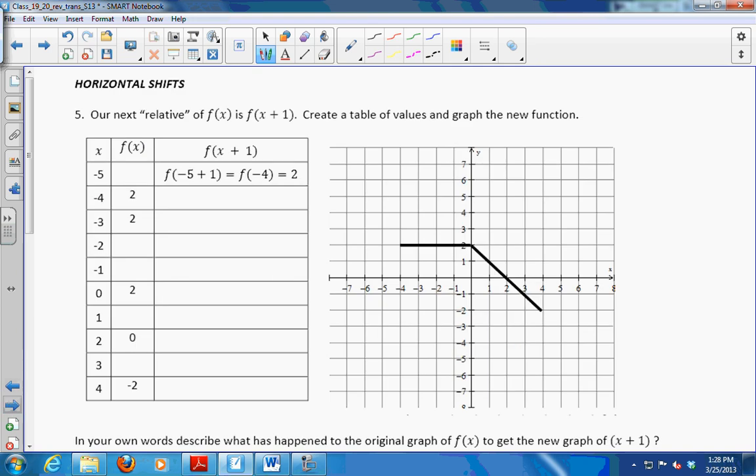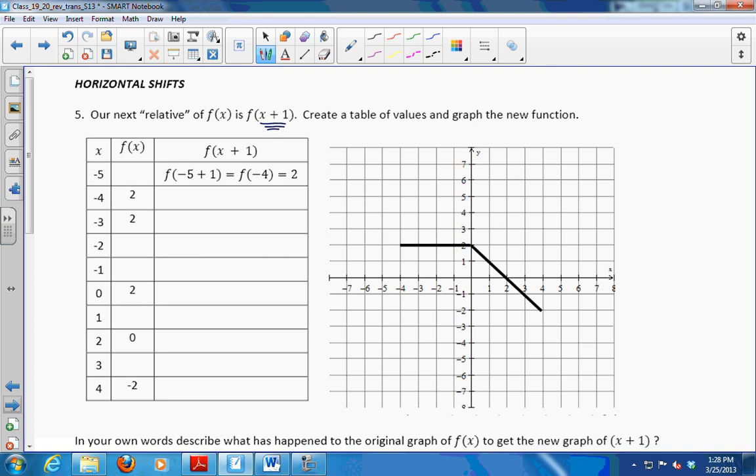So my next relative is when I'm going to add and subtract inside. I'm going to add and subtract to x. So if I'm changing the x value, how do you expect the graph to move? Left and right. Good. So let's see what happens when I do f of the quantity x plus 1.